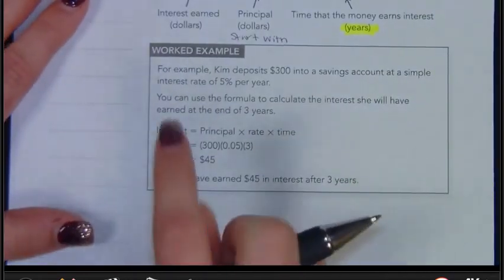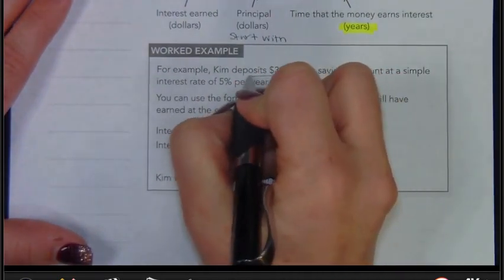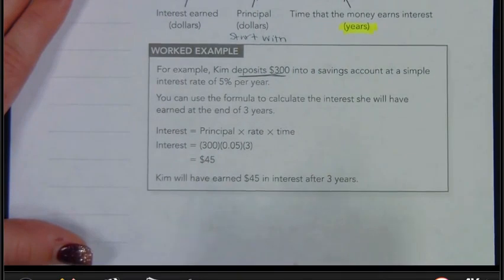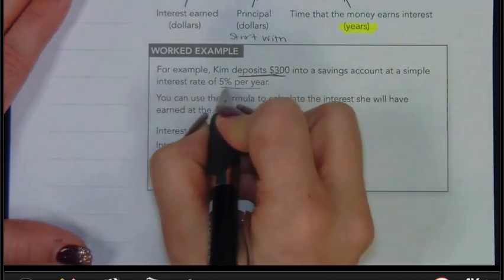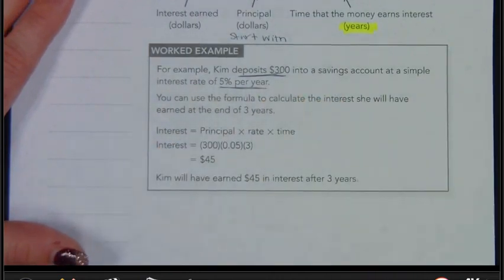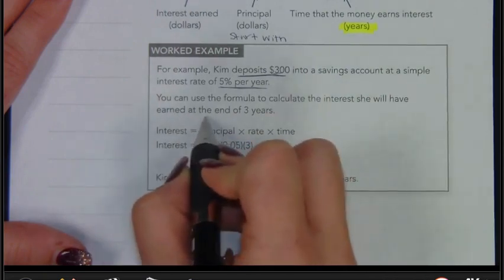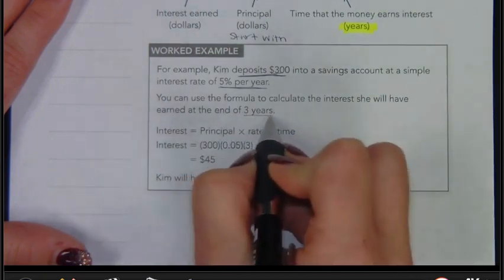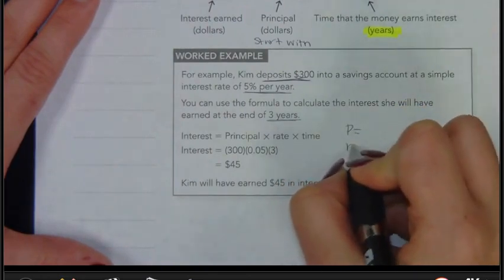So let's take a look at the example. It says, for example, Kim deposits $300 into a savings account at a simple interest rate of 5% per year. You can use the formula to calculate the interest she will have earned at the end of 3 years. All right, so this sounds like I need to know my PRT.